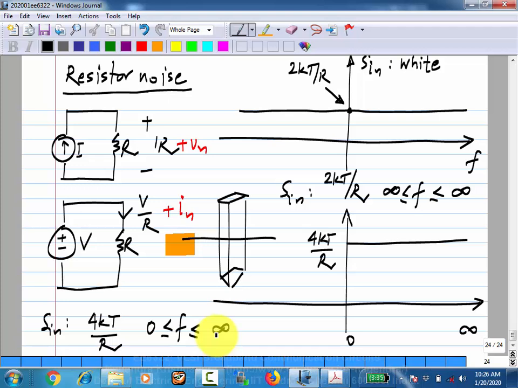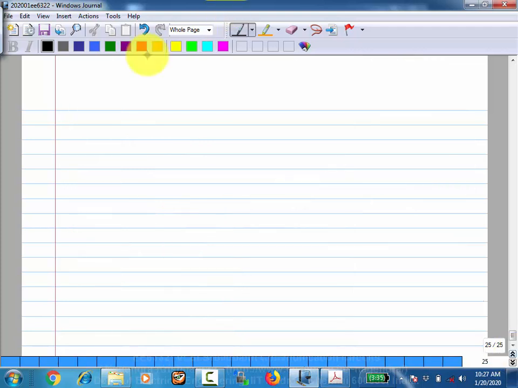Now, what is the variance of this noise? Infinite, because if you integrate this from 0 to infinity, you get infinity. Now that doesn't make any sense, but of course this is also an approximation. I won't go into this 4 kT by R, this kT, it turns out it's not kT actually.